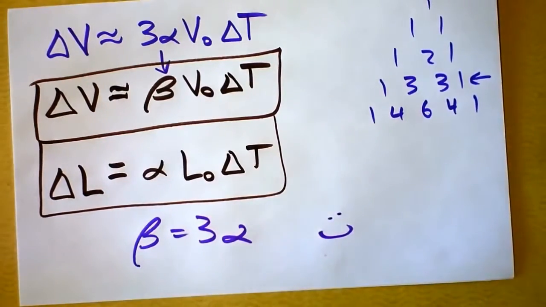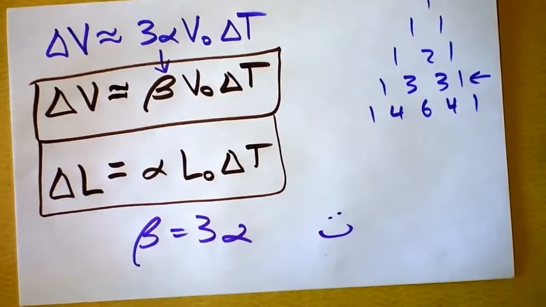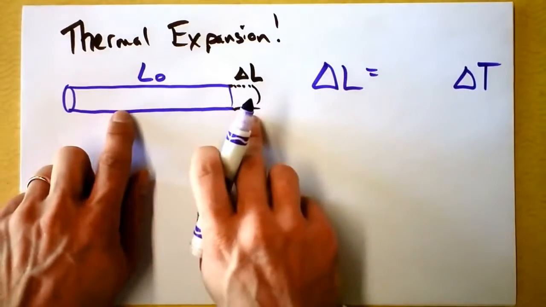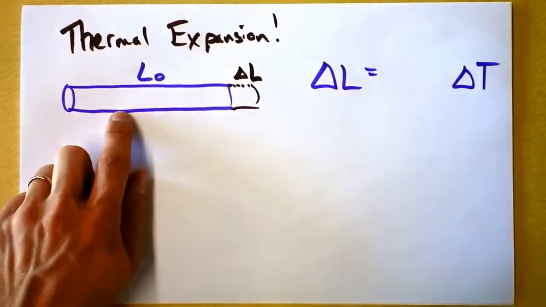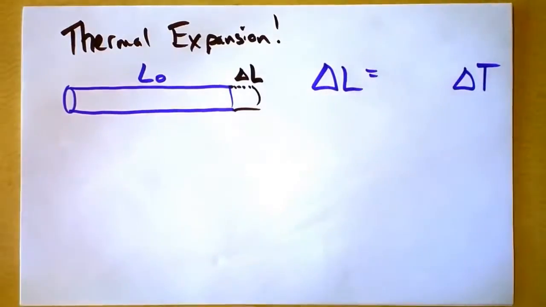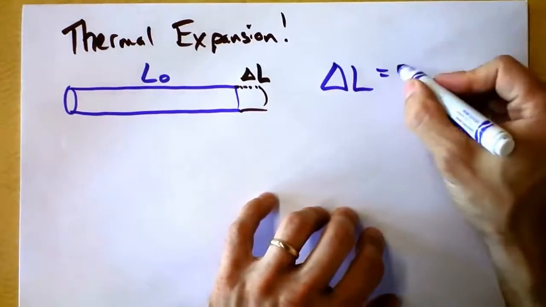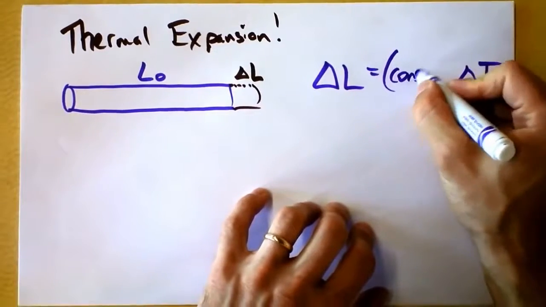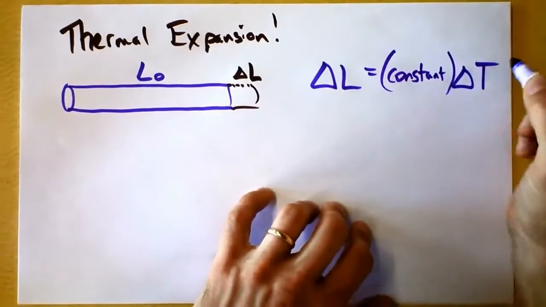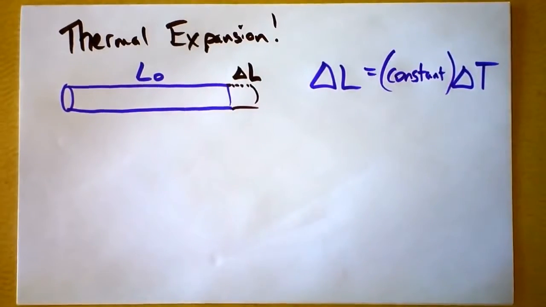Yay! First thing that I learned, if I change the temperature by a little bit, the length changes a little bit, and if I change the temperature by a lot, the length changes by a lot. So it depends on some constant too, though. And I don't know yet what that constant might be. But I want to ask you a question.